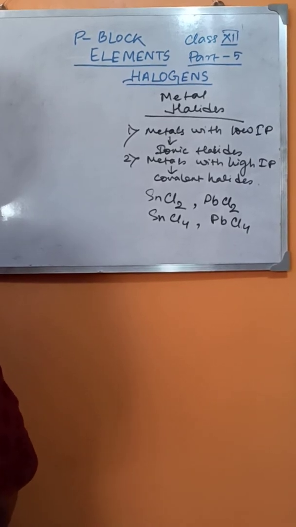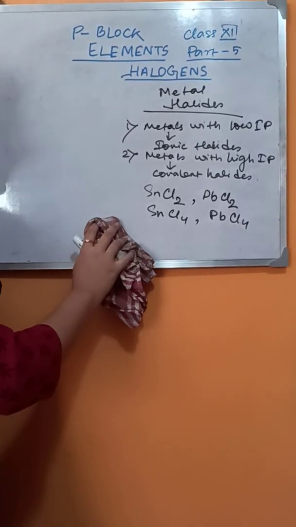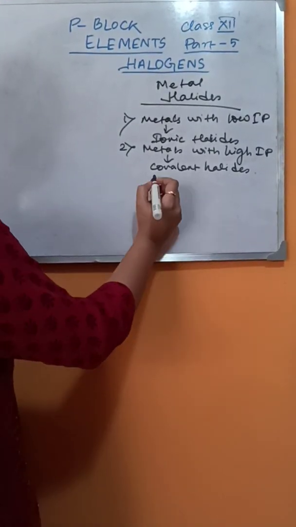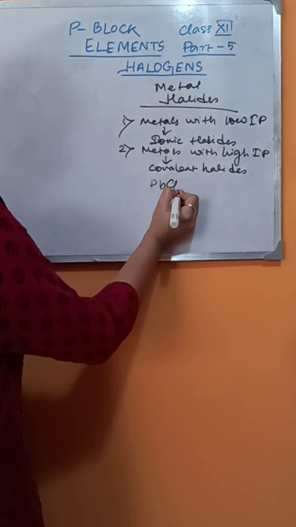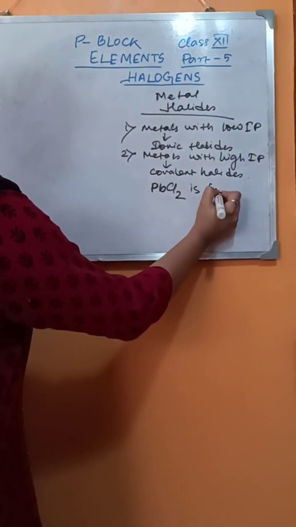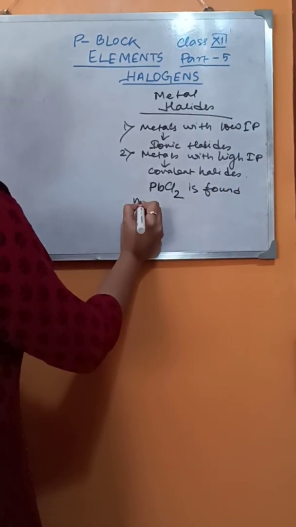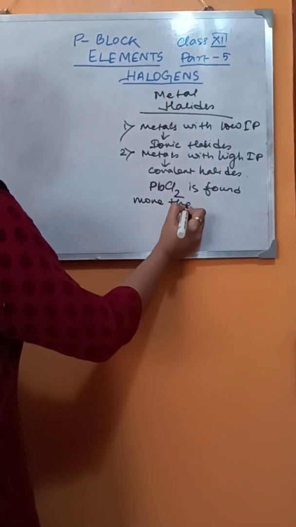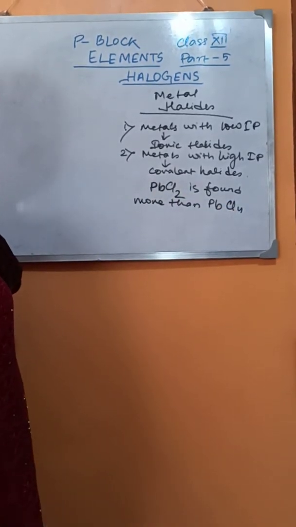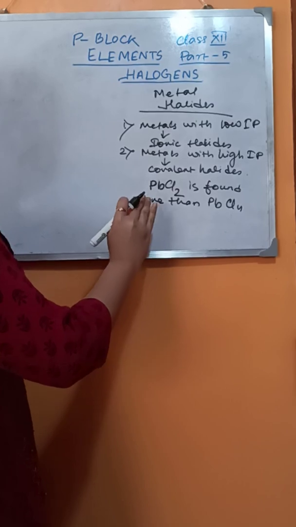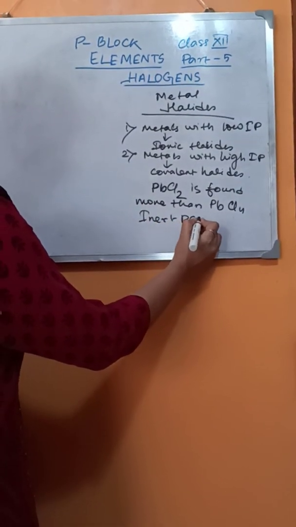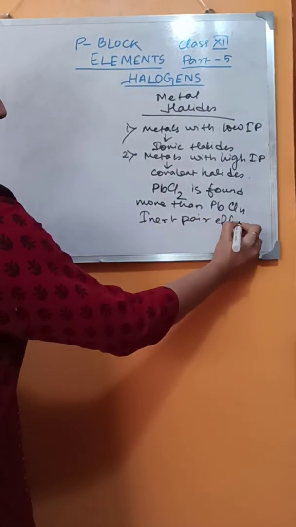Okay. Now here another thing I want to just tell you about this. This is an important part. That is PbCl2 is found more than PbCl4. The reason for this is inert pair effect. Now what is inert pair effect?